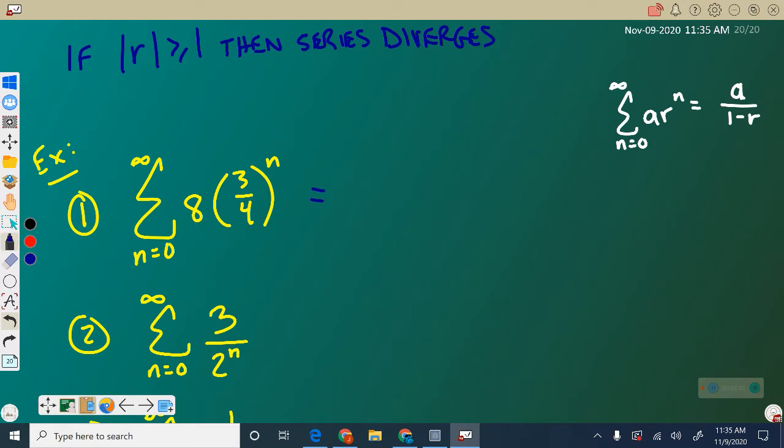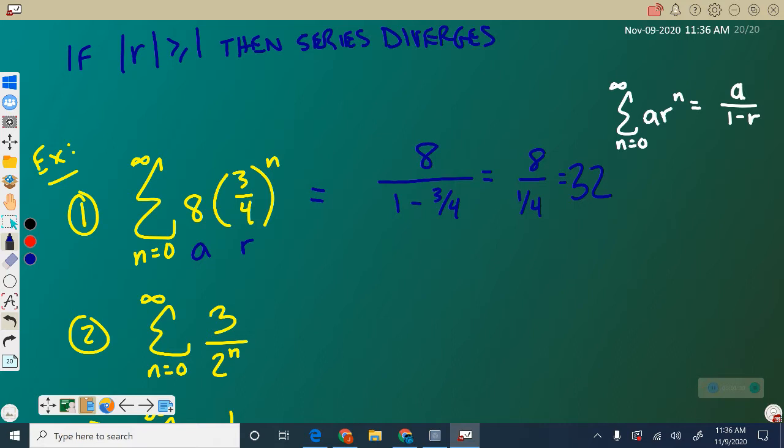The format we have is that we have a times r to the n power. Well, that's good. And r is between 0 and 1. So this is a converging series. And we can just use straight from this formula over here. 8 is the number in front, 1 minus 3/4 for the denominator. 1 minus your ratio. Just that simple. So it's 8 over 1/4. So when you add all those numbers up, you're going to get 32 as your answer.